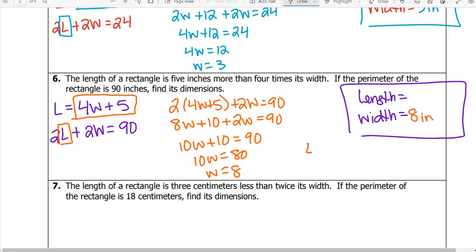Top one. So L equals 4 times 8 plus 5. 4 times 8 is 32, and then 32 plus 5 is 37. So 37 inches. Good.